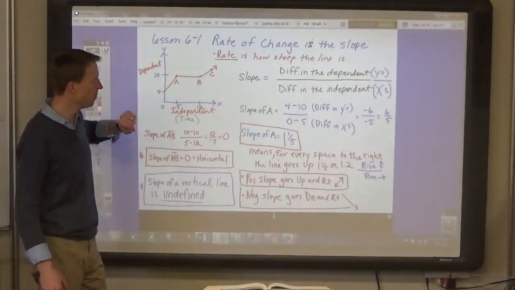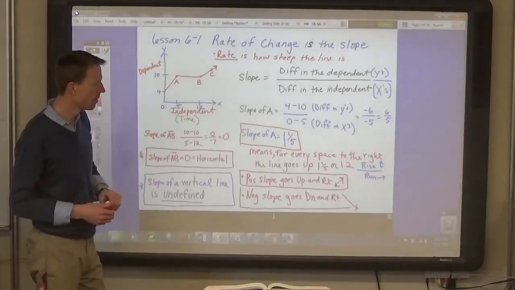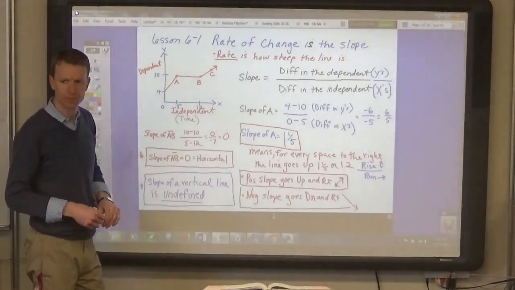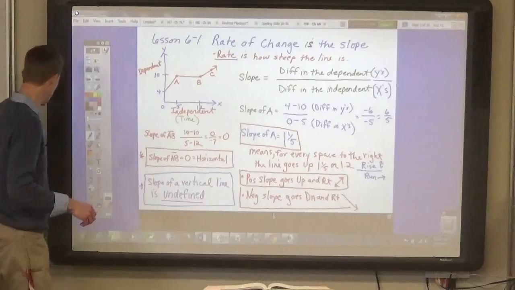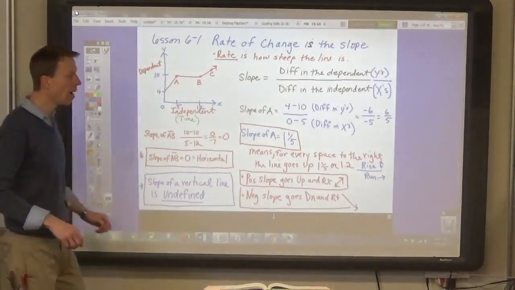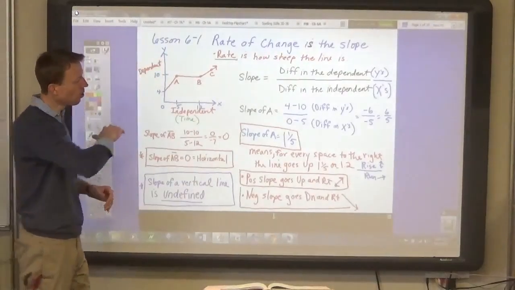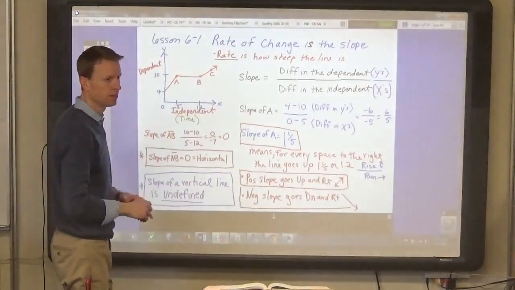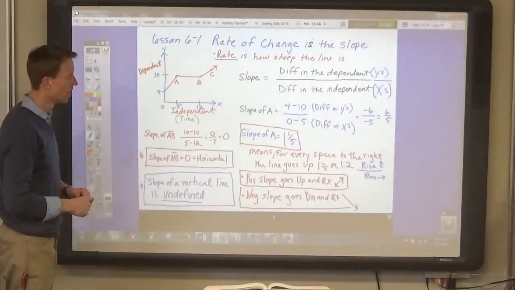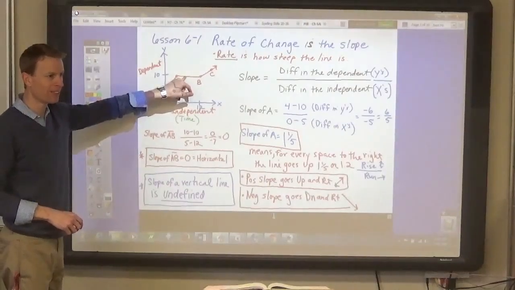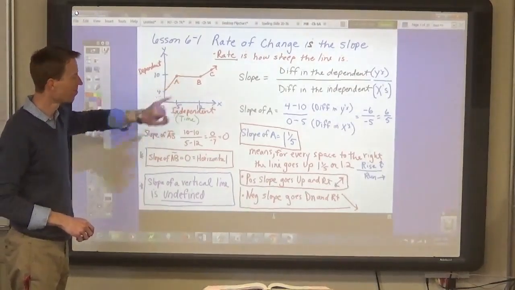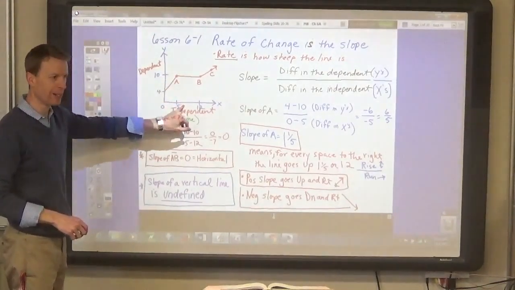How do you know it's a positive slope? What does a positive slope look like? Going up and to the right. A positive slope always goes up and to the right. And a negative slope goes down and to the left. No, down to the left would mean that's still positive. Down and to the right would be a negative slope.